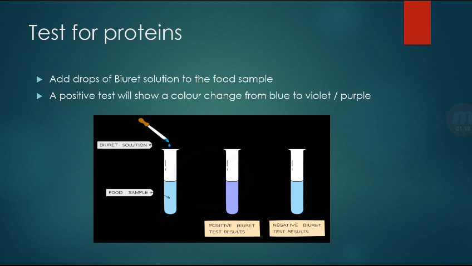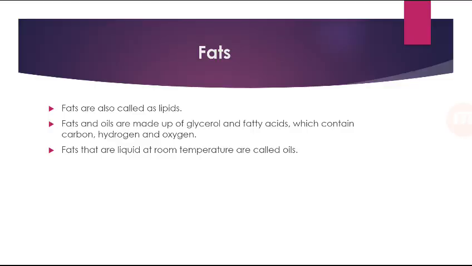Then the test for protein includes Biuret's test, in which Biuret solution is added to the food sample, and it will be considered a positive test if the color changes from blue to purple or violet.